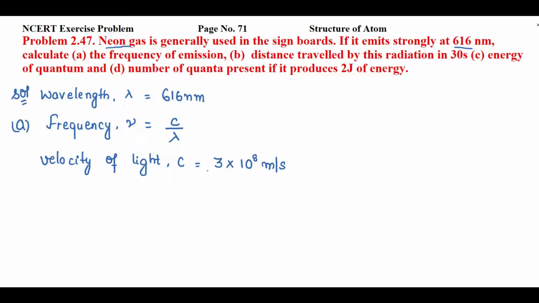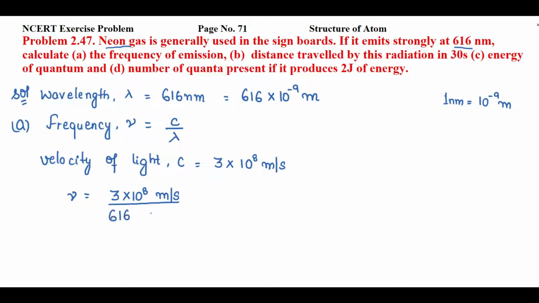Now if you see, we are having velocity of light in meter but wavelength in nanometer. For easy calculations, we'll just convert this nanometer into meter, right? So I'll write over here 1 nanometer equal to 10 raised to power minus 9 meter. Now simply write over here 616 into 10 raised to power minus 9 and it is converted into meter, right? Now simply put the values. So nu equal to C, that is 3 into 10 raised to power 8 meter per second divided by lambda. Lambda is 616 into 10 raised to power minus 9 meter, right?